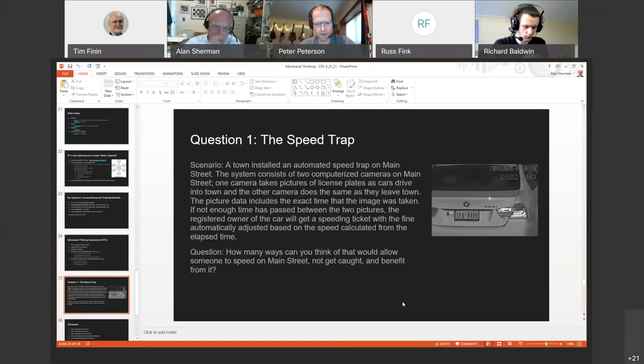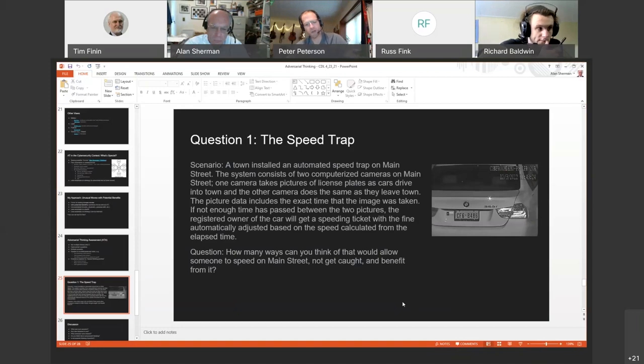get out a notepad document or something here. And what I'd like you to do is think about this scenario and write down as many possible ways you can think of that will allow someone to benefit by speeding and not getting caught.